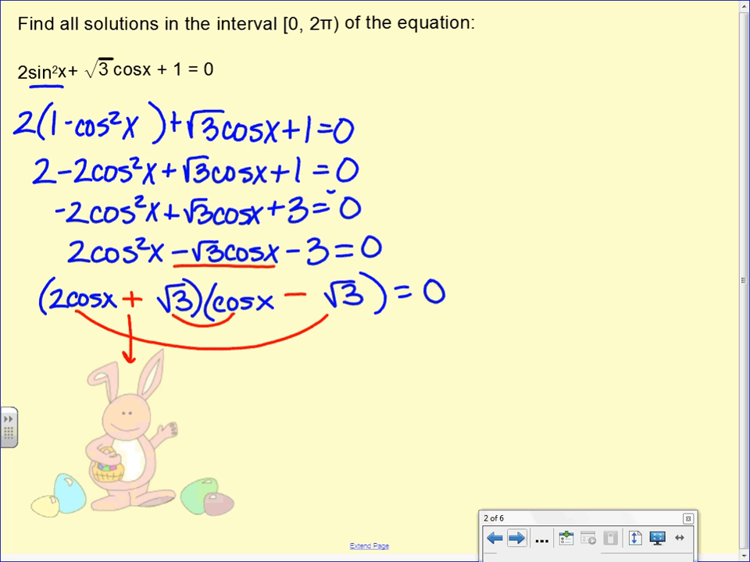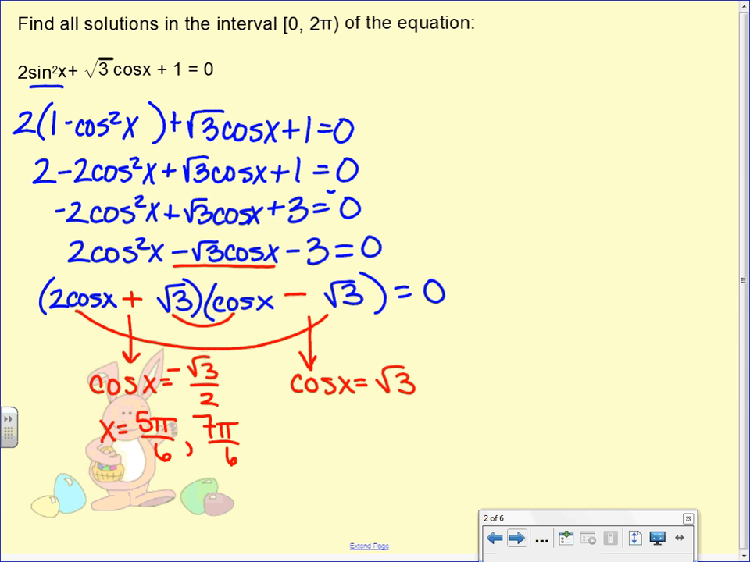If I set this guy equal to 0, I will get cosine x equals what? Negative rad 3 over 2. If I set cosine minus rad 3 equal to 0, I will get cosine equals rad 3. Okay. And now I need to find those on my unit circle. 2 places where cosine equals negative rad 3 over 2: 5 pi over 6, and one more, 7 pi over 6.